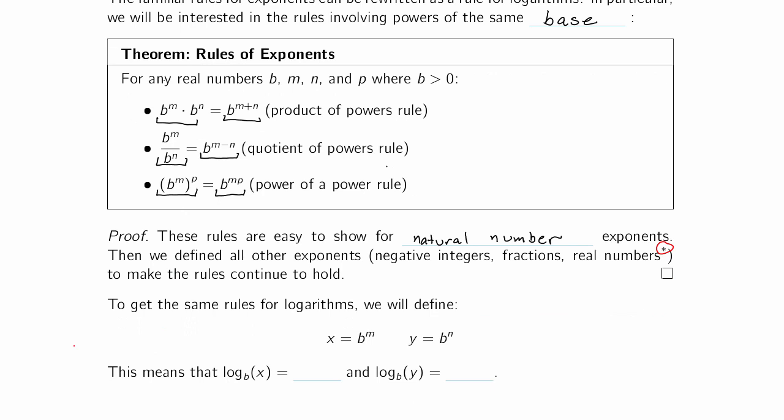So if x is b to the m, that means that the log base b of x is just m. And if y is b to the n, then the log base b of y is n. And we're going to use these properties of exponents to see what happens when we take the log of combinations of x and y.